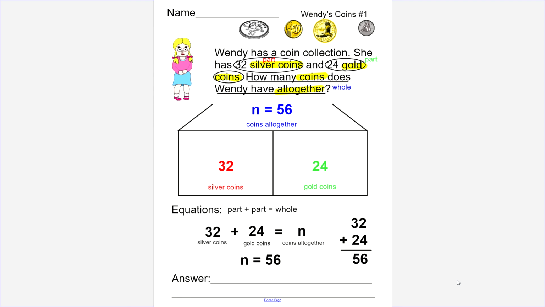The final thing we need to do to completely answer this question is write our answer in words. Sometimes when I'm solving a story problem, I kind of forget exactly what the question said. So I'm going to look back up at the story problem and reread the question to remind myself. How many coins does Wendy have altogether? That's the question in the story problem. How could we restate that question to answer this problem in a complete sentence? I agree. We could say, Wendy has 56 coins altogether.